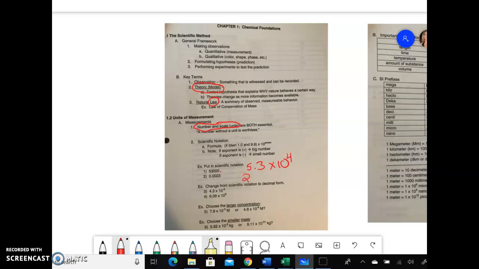Bump that decimal until you get 2.3, because 2.3 is between 1 and 9.9. Times 10, and then let's count how many places. 1, 2, 3 places.